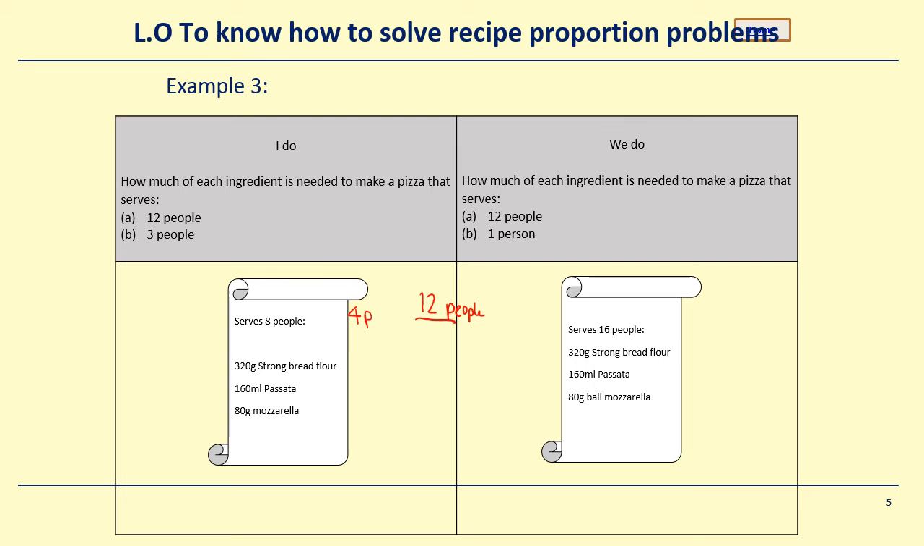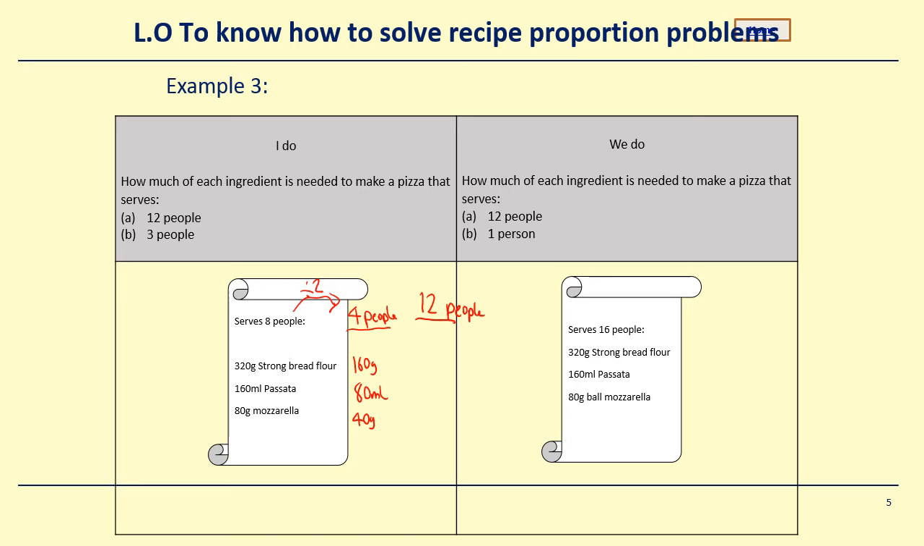So let's work out first the recipe for 4 people. I'm going to have to write a little bit small because I've not got a lot of space there. So, to get from 8 to 4, we're dividing by 2. So we're just halving all of these ingredients. So that's going to give me 160 grams of this ingredient. Well, half of the next ingredient, passata, that's going to give me 80 mils of passata, and half of the mozzarella, half of 80 is going to give me 40 grams of mozzarella.